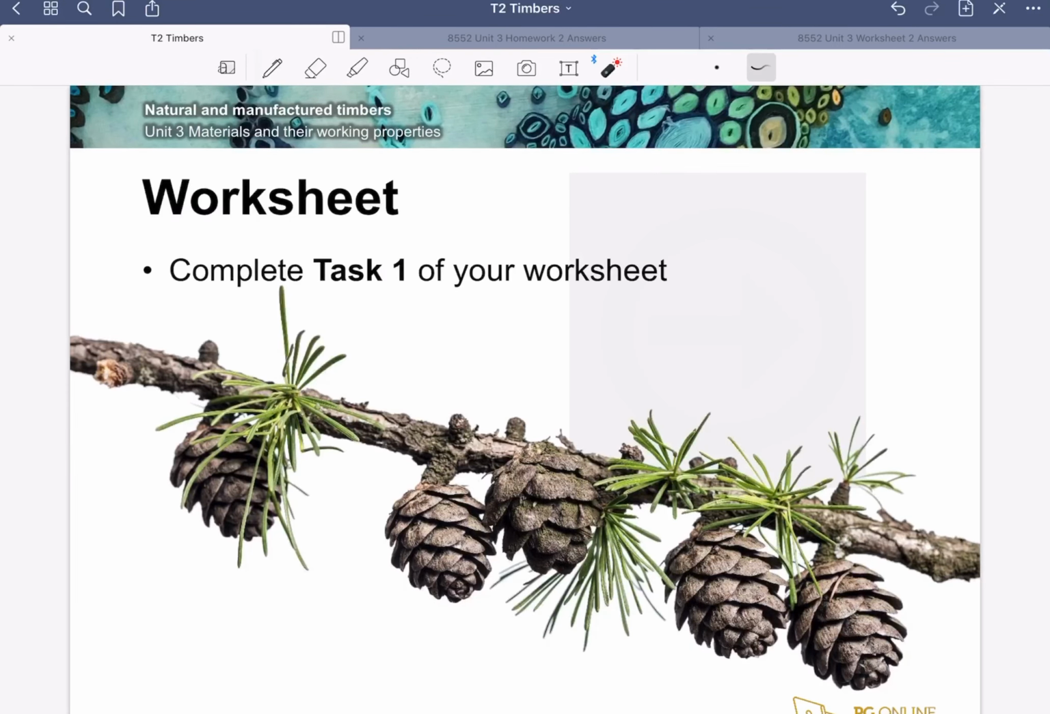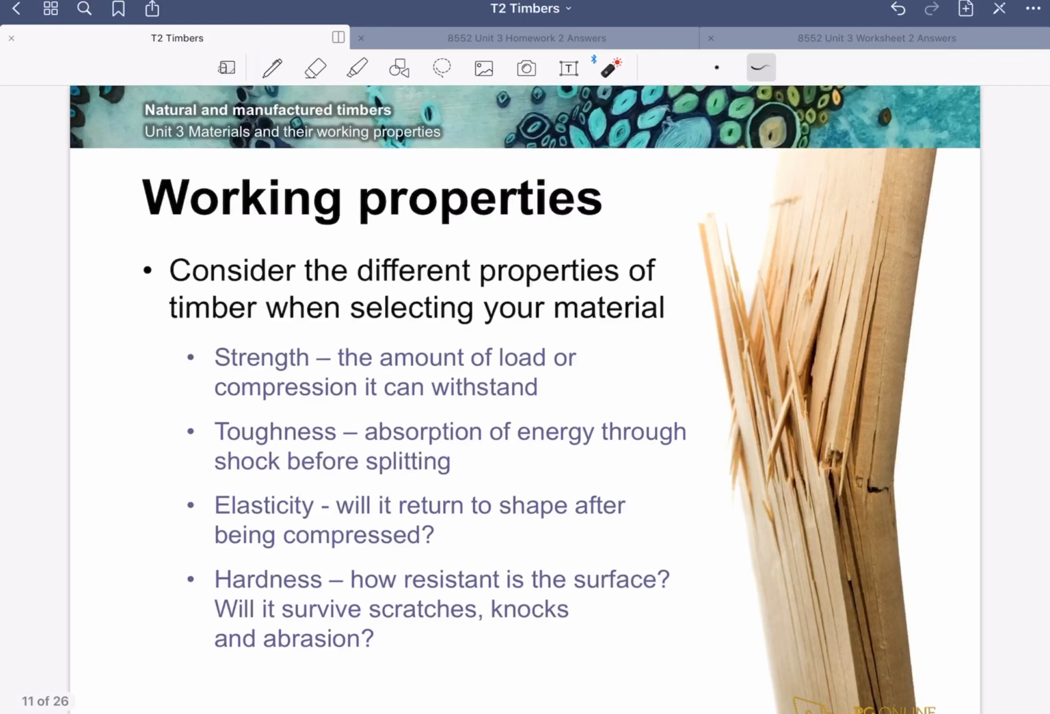Okay, moving on. So, working properties. Consider the different properties of timber when selecting your materials. So certain materials have different strengths, which is the amount of load or compression it can withstand. Toughness, absorption of energy through shock before splitting. Its elasticity, so this is how far it can be bent out of shape or compressed, and it'll still return to shape. And then you've got its hardness, so how resistant that surface is to scratches and knocks through abrasion.